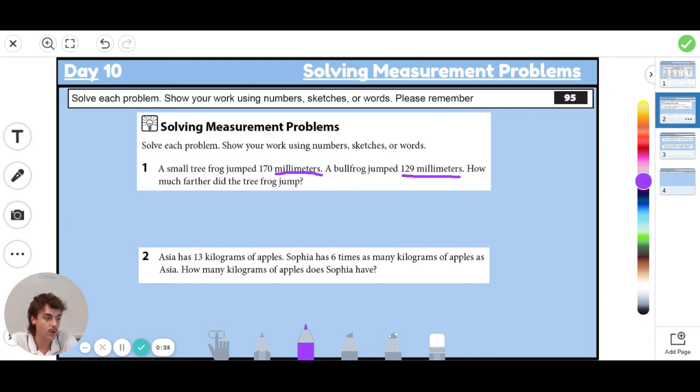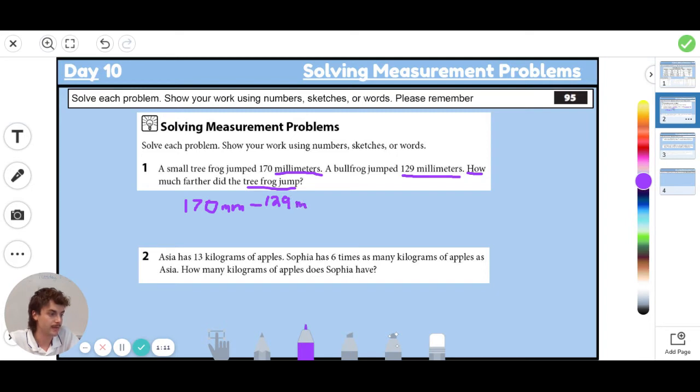Okay, so our question is asking us how much farther did the tree frog jump? It's not asking us to convert anything yet, which is nice. So essentially, all we have to do is, it's asking us how much farther. Well, the tree frog jumped 170 millimeters, and I'm going to draw an MM because that represents millimeters. And then I'm going to subtract 129 to find that difference between the two.